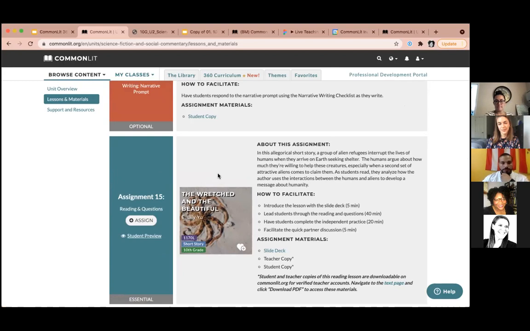When I say without a shadow of a doubt, this is my favorite text in the entire curriculum, I am not lying. One of the reasons I really, really love "The Wretched and the Beautiful" is its ability to communicate important and critical themes in our world through this text. "The Wretched and the Beautiful" is an allegory about how we treat people. And what happens in this text is aliens land on Earth as refugees from their home planet. They look different, they're smelly, they're using all of our resources, and they're treated terribly.